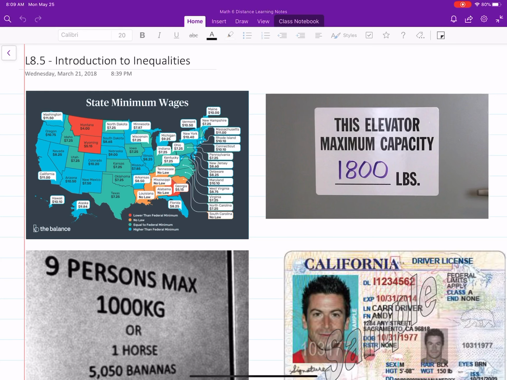We are now moving into the inequalities section of chapter 8 in our math book. We're going to start with an introduction to inequalities. First of all, let's talk about that word, inequalities.